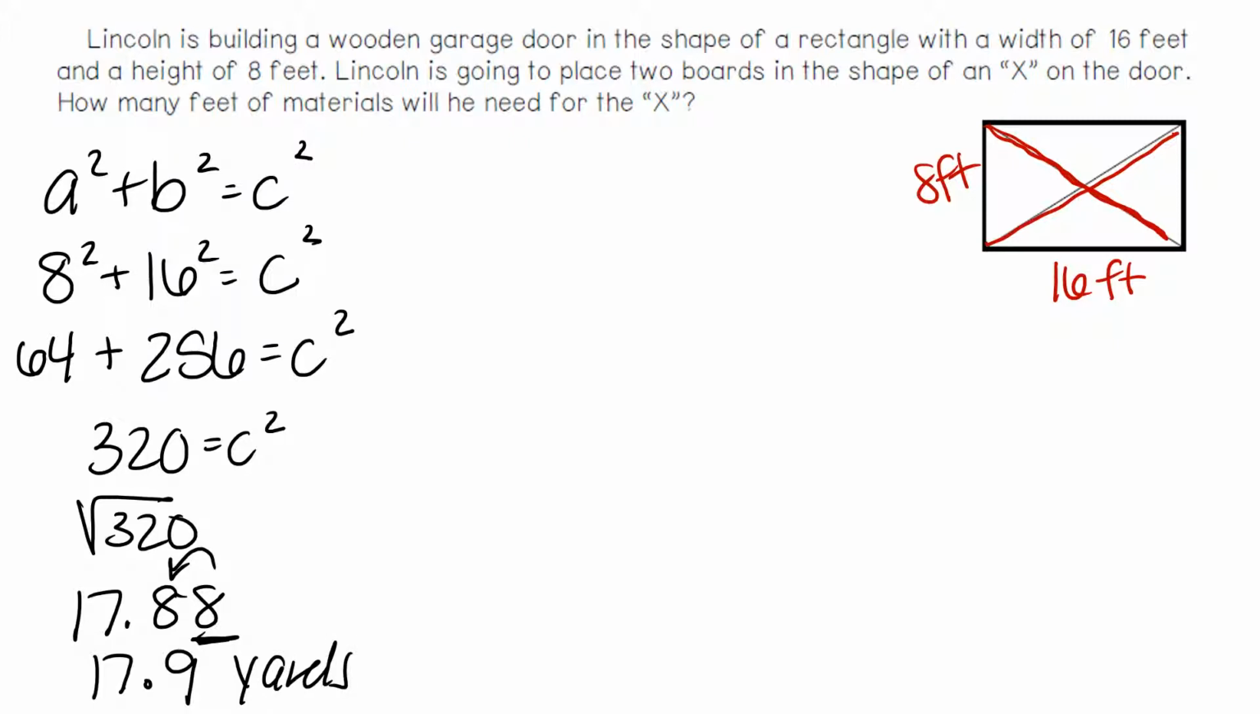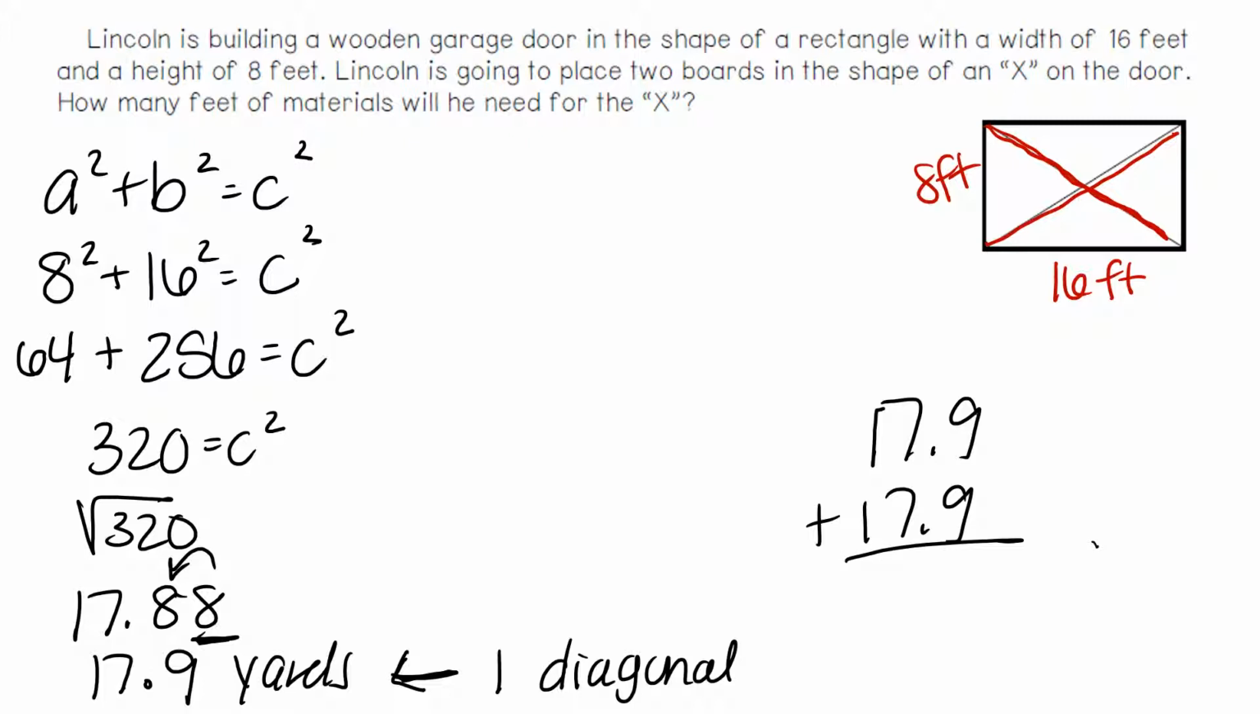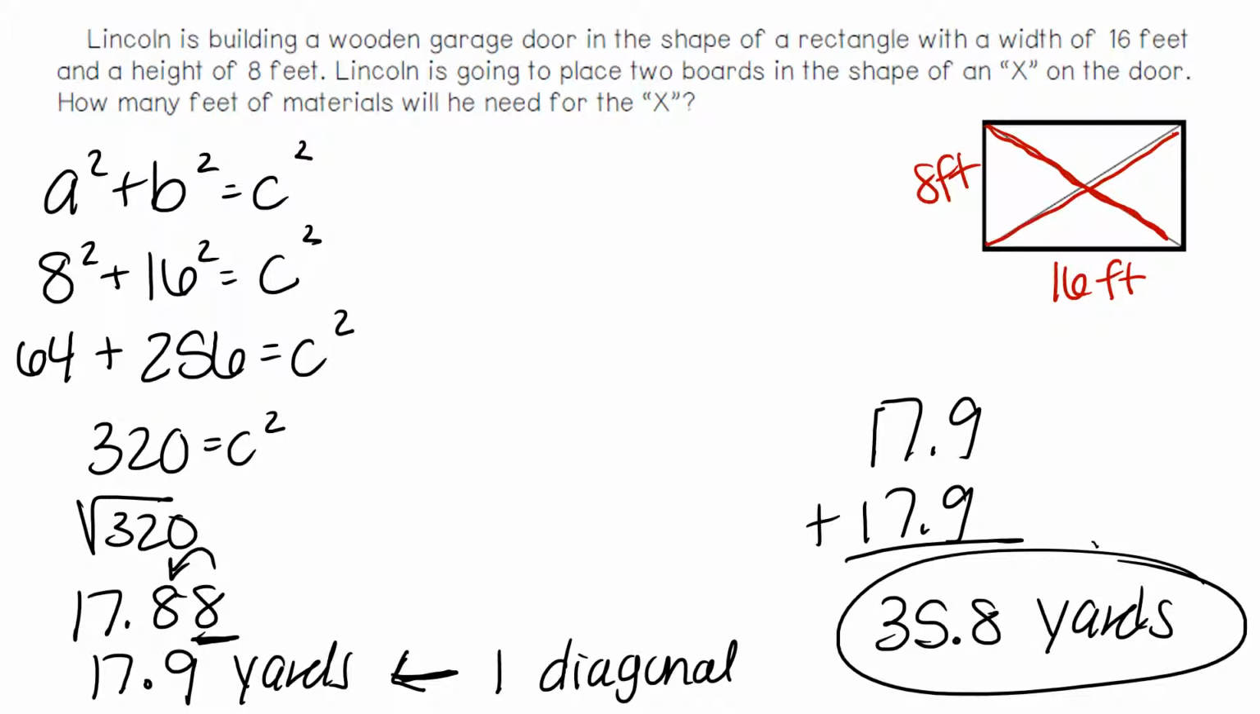But we are not done. 17.9 yards is for one diagonal. We have 2 diagonal lines to make an X, so we have to do it twice. 17.9 and 17.9 is going to give us 35.8 yards total. Make sure you answer the question specific to the word problems. We want how many feet of materials are needed for the X. The X is 2 diagonal lines.